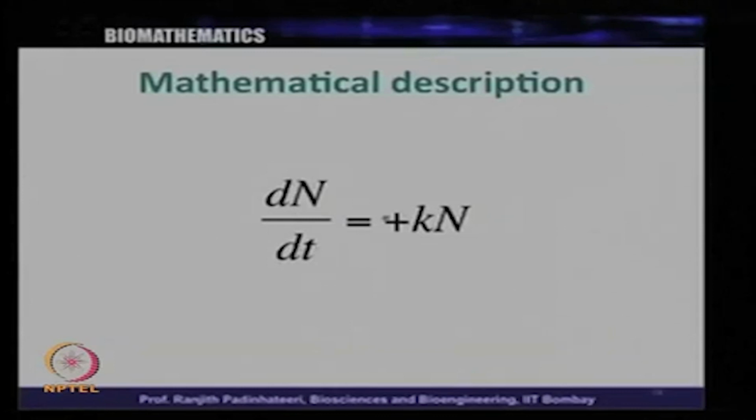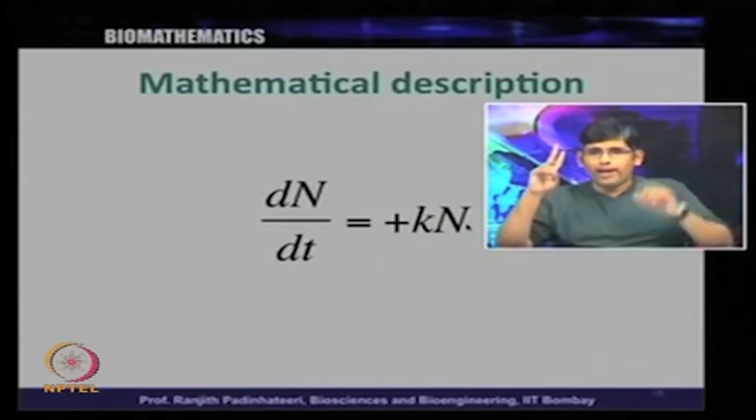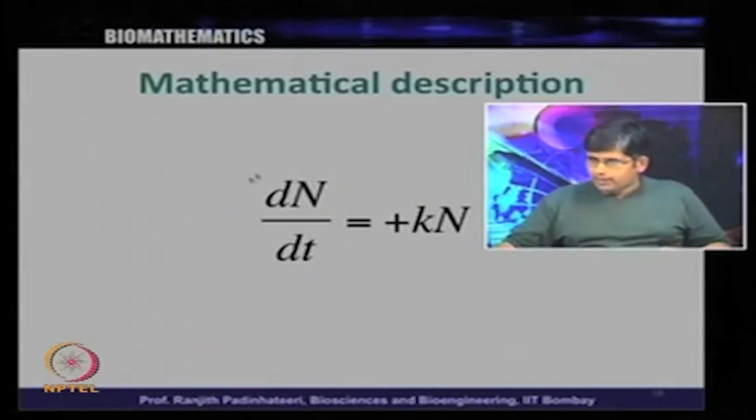dn by dt is plus kn. The plus represents the increase, not the decrease, it is increasing, and the fact that it is kn, proportional to n, implies this phenomenon that we see: the more the n, the more division will happen. There are more numbers to divide, so the increase will be more. So, we combine these two ideas into one line and we get this equation: dn by dt, the change in number when the time changes, is equal to plus kn.